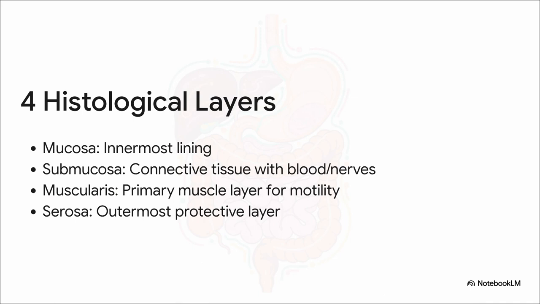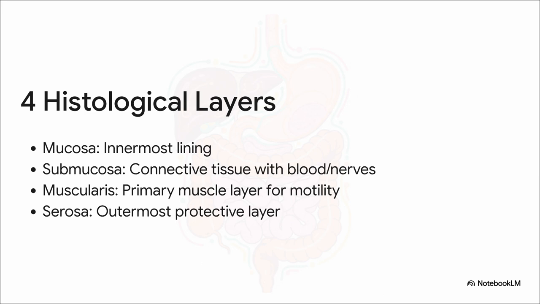Now, the structural blueprint for the tube itself is incredibly consistent. From the inside out, the entire GI tract shares 4 fundamental histological layers. The mucosa is that innermost lining touching the food. Then you have the submucosa, which is a connective tissue layer totally packed with blood vessels and nerves. Next up is the muscularis, the primary muscle layer that actively drives motility. And finally, the serosa wraps it all up as the outermost protective layer.